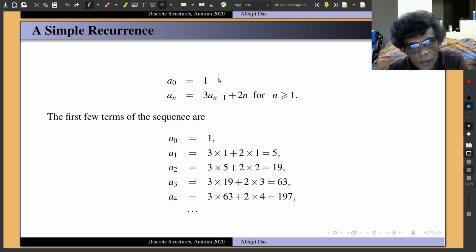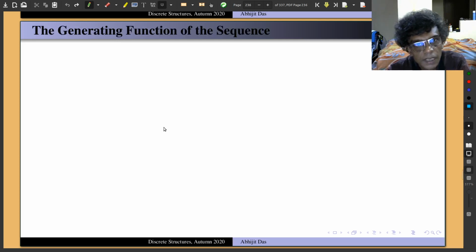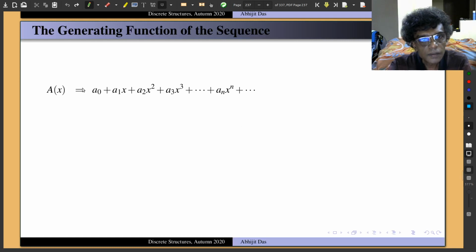So now I will look at the generating function of this sequence. When I talk about generating function without any qualification, I am always referring to ordinary generating functions, not exponential generating functions. So the ordinary generating function of this sequence is A0 plus A1x plus A2x square plus A3x cube and so on.